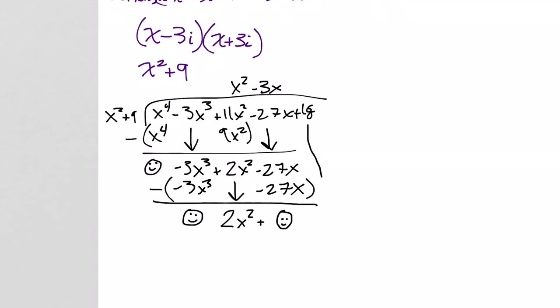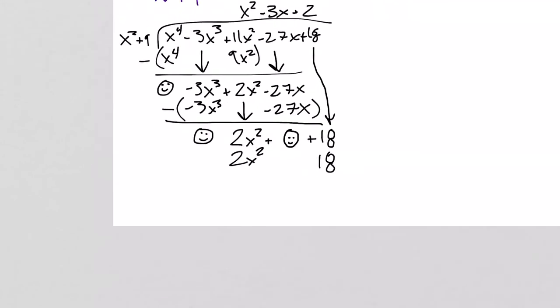And now I have my 18 that I want to bring down. So I'll bring down my plus 18, and play the game one last time. x squared times what is 2x squared? Well, x squared times 2 is 2x squared. 2 times x squared is 2x squared. 2 times 9 is 18.